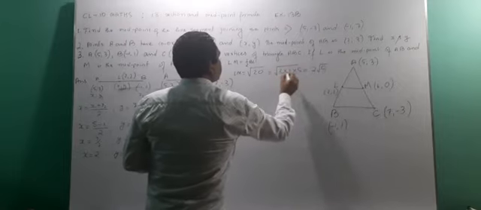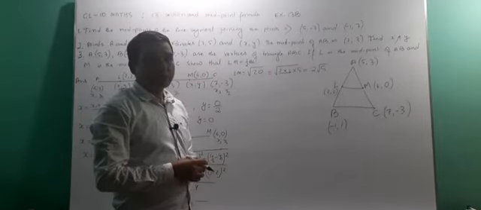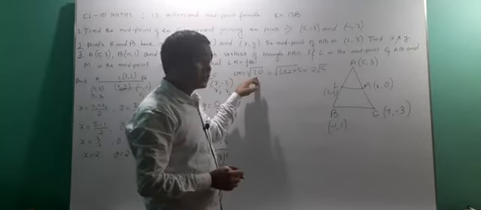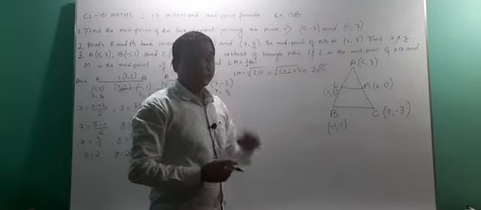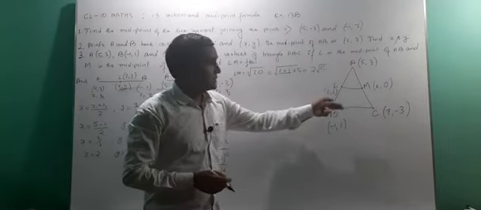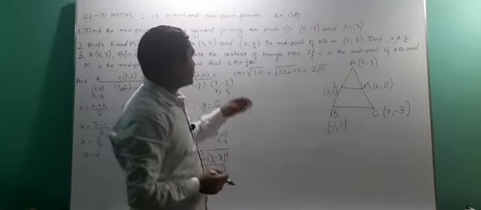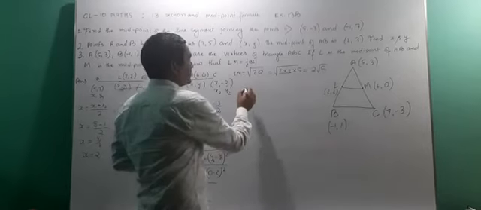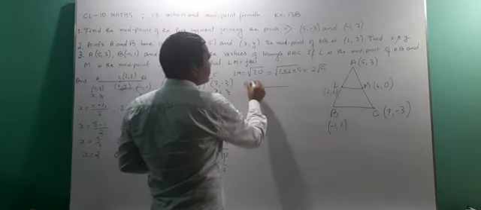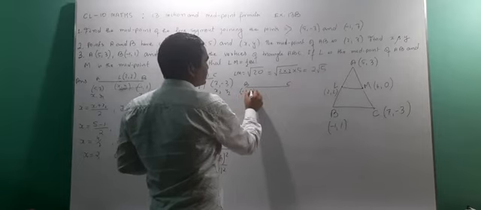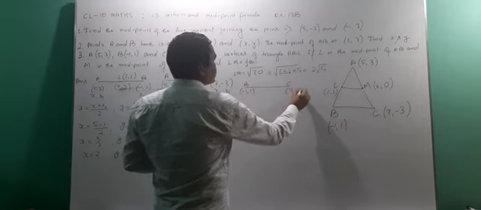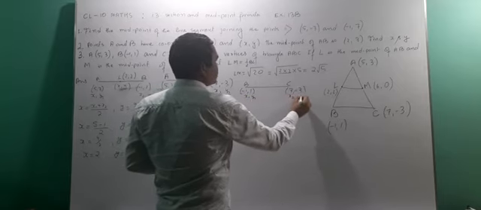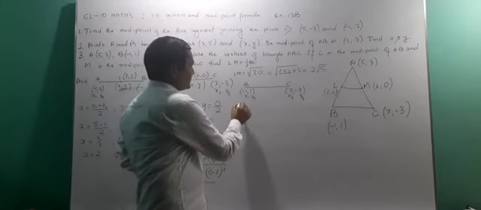Okay, if a pair is there, take one out of the root. Now we got LM equals root 20, that means 2 root 5. Now similarly, get the distance BC and we'll compare it to see whether this is valid or not. Now BC: B is (-1, 1) and C is (7, -3). This is always marked as x1, y1 and this is marked as x2, y2. Okay, now let's use the formula.